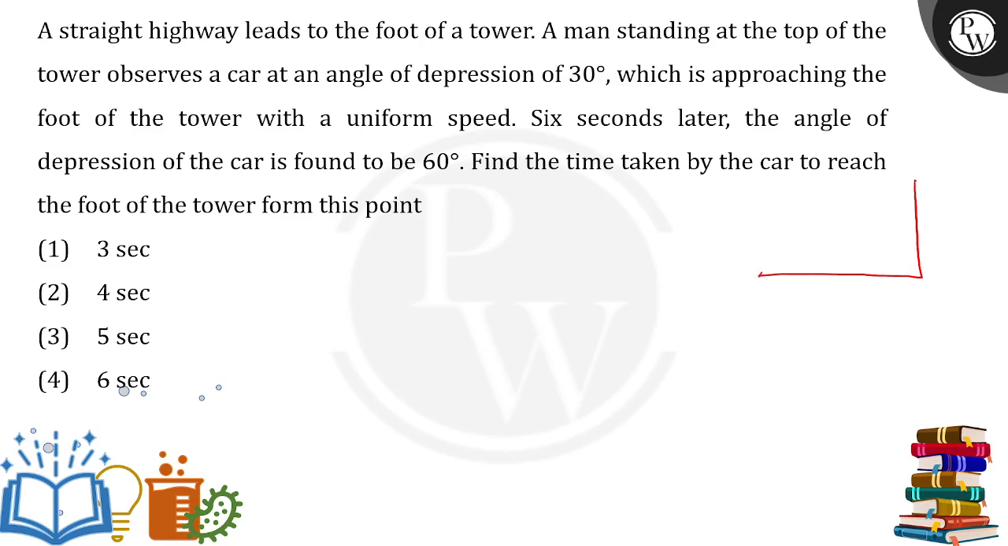So the same angle of elevation would be there. That means this angle over here is 30 degrees. Fair enough. Then the car is approaching the foot of the tower with a uniform speed. 6 seconds later, the angle of depression of the car is found to be 60 degrees. So now the new angle for the car would be 60 degrees. Find the time taken by the car to reach the foot of the tower.